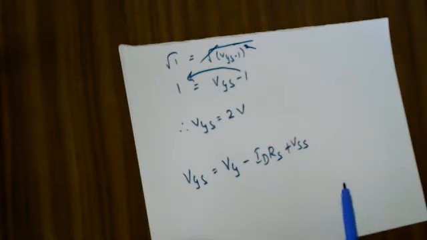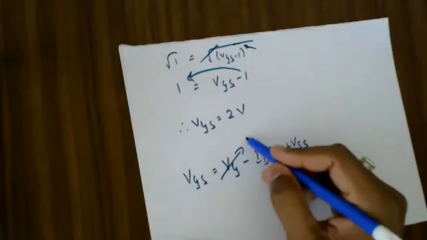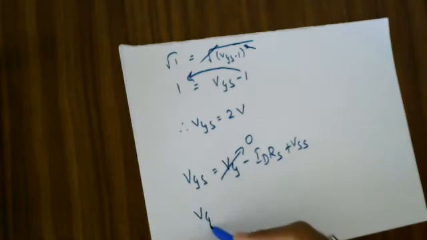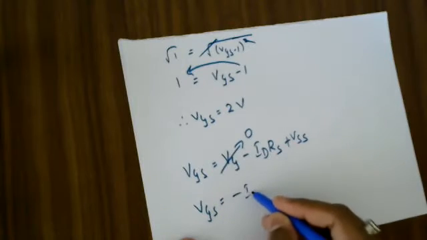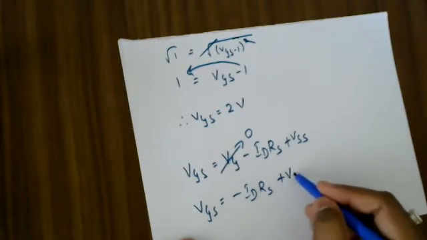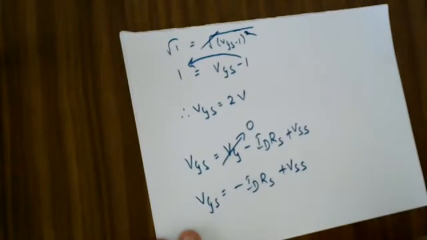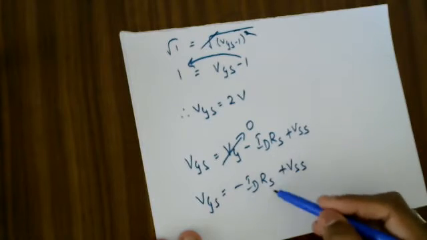Right? So now what's the value of VG? The gate voltage as of now is 0. Gate voltage is 0. Then my VGS will be equal to minus ID into RS plus VSS. Now what's the value of this RS from this expression? How can I write this?